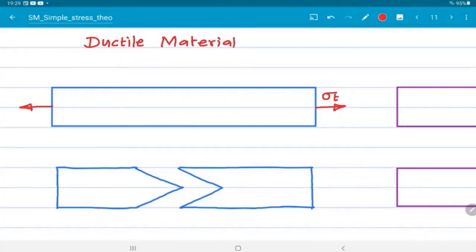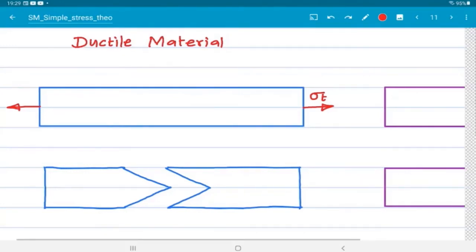Mild steel is a ductile material. In the ductile material, we have applied normal stress, tensile stress. What type of failure have you observed in the uniaxial tension test? Shear failure or normal failure? Normal failure means material separation.